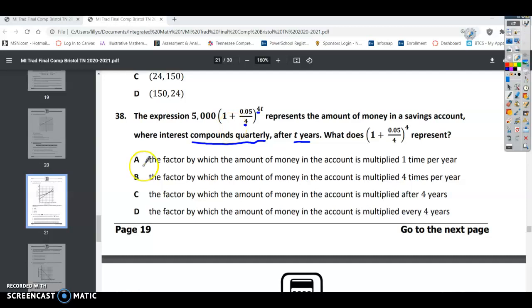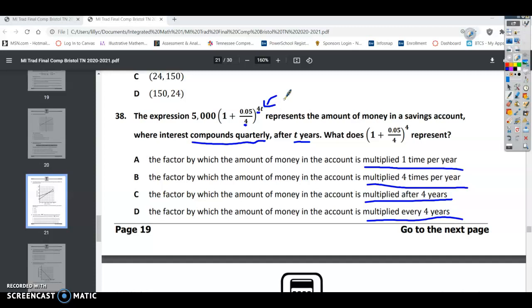All right, so if you look at our choices, all of these match exactly all the way to the end. So it says the factor by which the amount of money in an account is multiplied. So it's either this, this, this, or this. All right, so compounded quarterly, that's where the 4 comes from. So this represents quarterly, but what does it represent in terms of t?